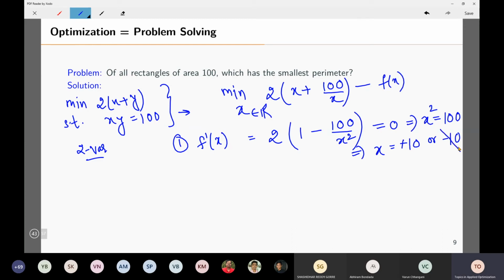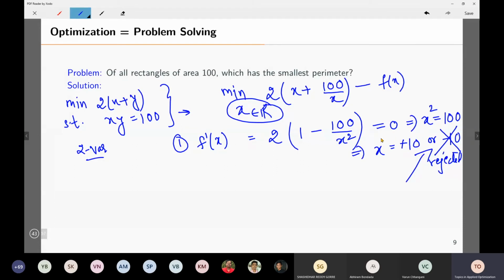Minus 10 is rejected because this is the length of a rectangle, that cannot be minus 10. Okay, so this is the extra thing that we got because of converting this problem into an unconstrained problem. But that is something we can avoid just by looking at common sense, right? Okay, so x equals plus 10 is there.